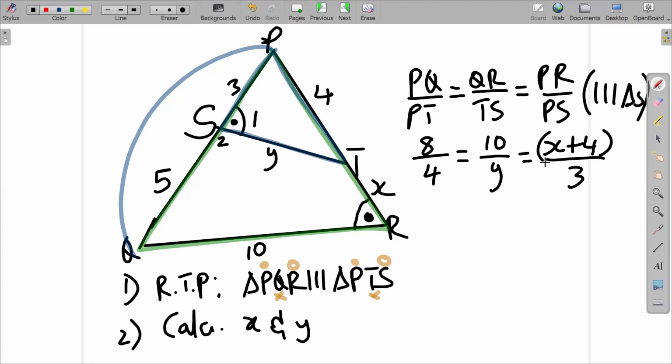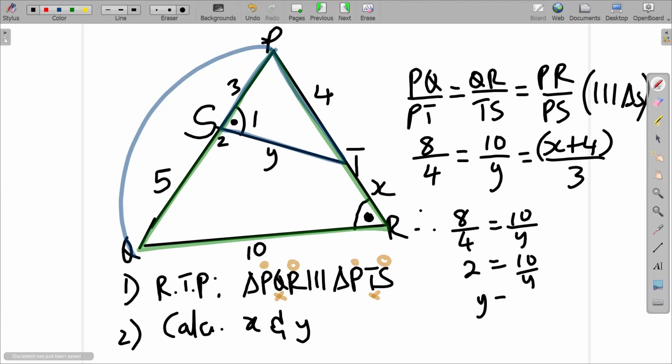Again, it doesn't really matter. You could start by solving for X. That should be fine. I will then say, therefore, 8 over 4 is equal to 10 over Y, but 8 over 4 is 2. So 2 is equal to 10 over Y, and clearly you divide 10 by 5 to get 2, so Y has to be 5.